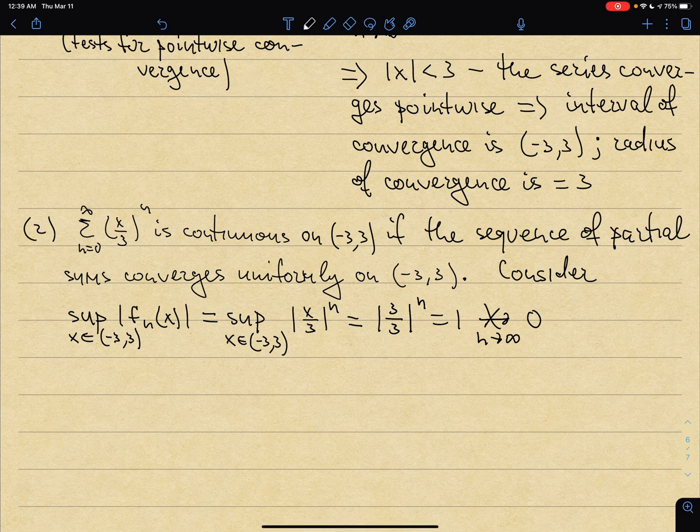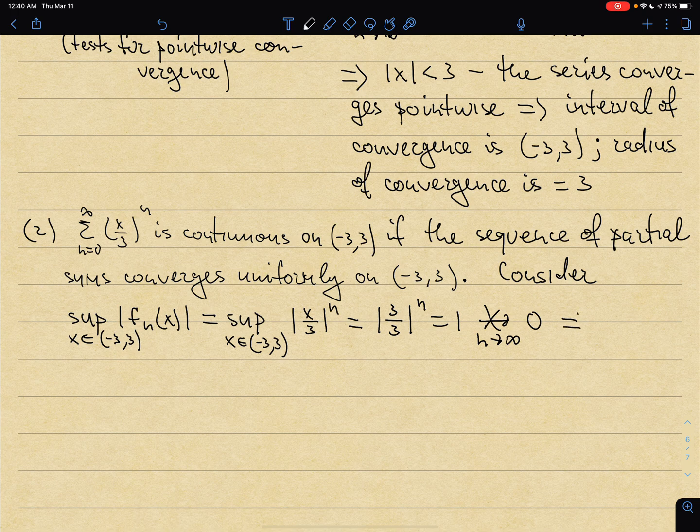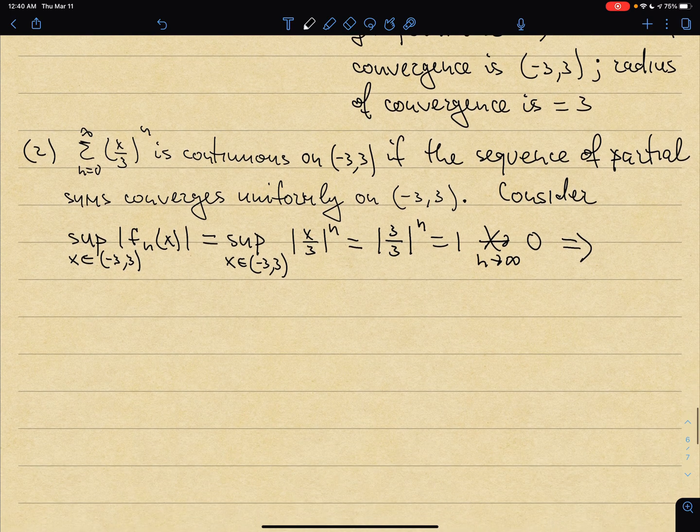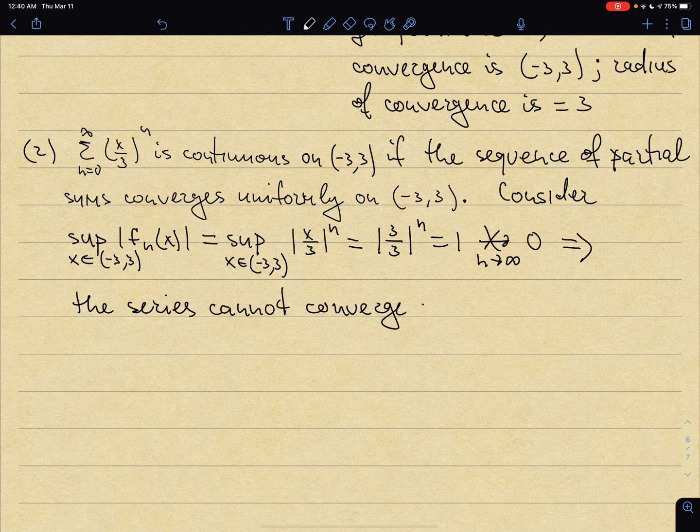right? So by the test for the lack of uniform convergence, we conclude that the series cannot converge uniformly on (-3, 3).